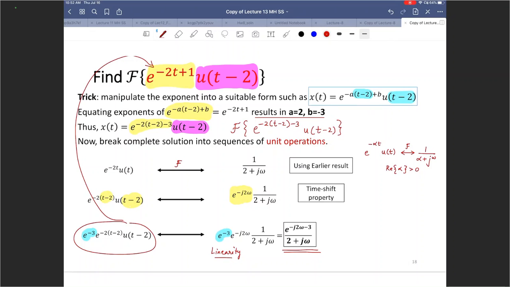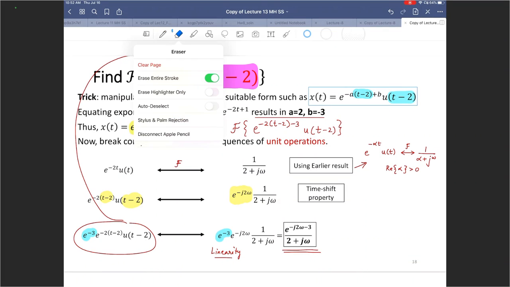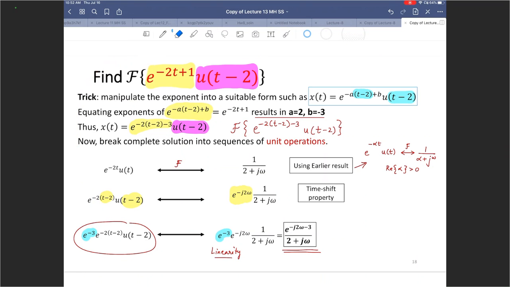Questions about this example and how to use unit operations? First, we used a known result. Then we used the time shifting property. Then we used the linearity property. All right, let's erase this and let's move on here.